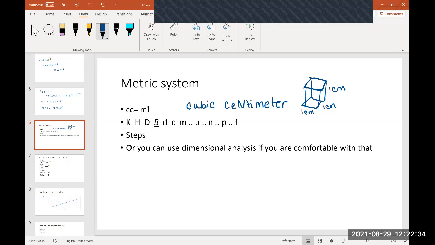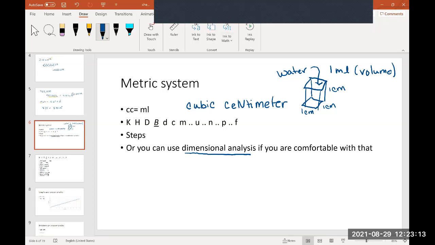And if we were to put water into that prism, into that 1 centimeter by 1 centimeter by 1 centimeter, 1 milliliter, which is a type of volume, would be able to fit in that prism. Next, how can you convert from one metric unit to another? For sure, those of you who are comfortable in dimensional analysis, you can use dimensional analysis. But some of you are not comfortable with dimensional analysis.